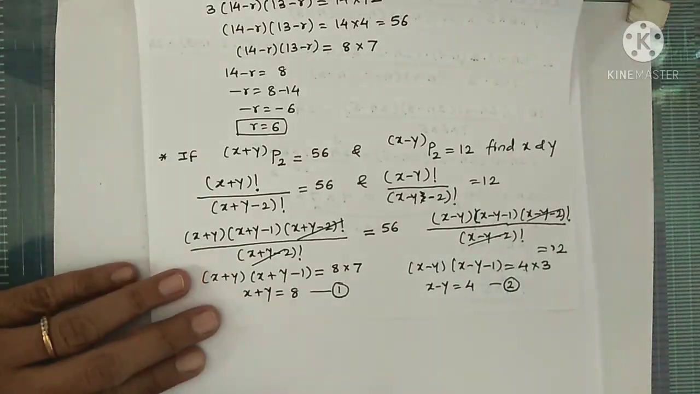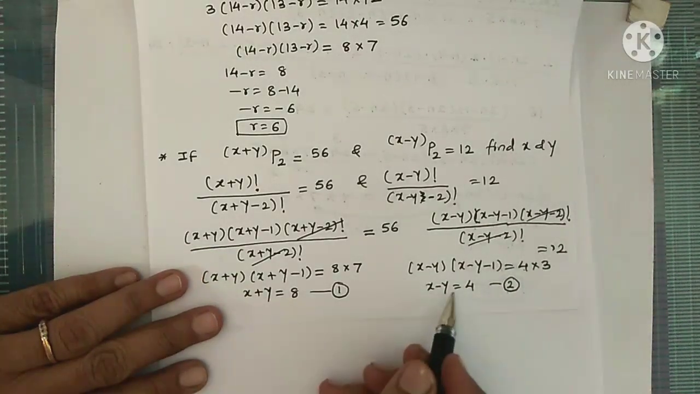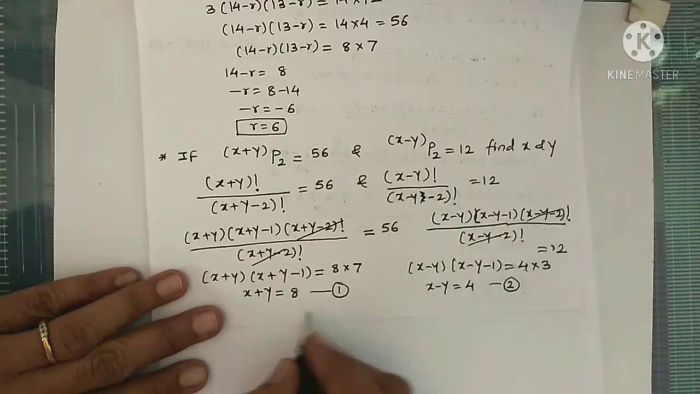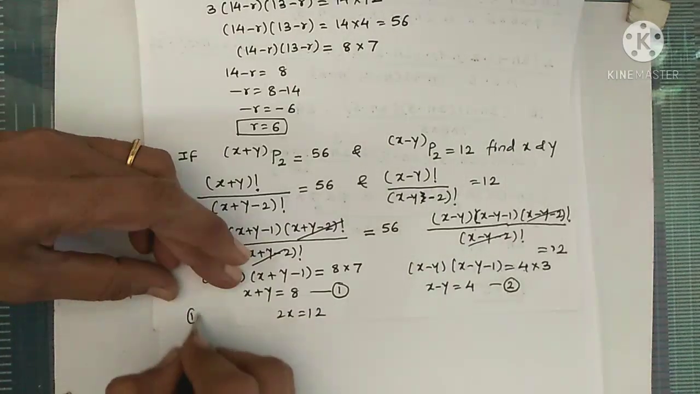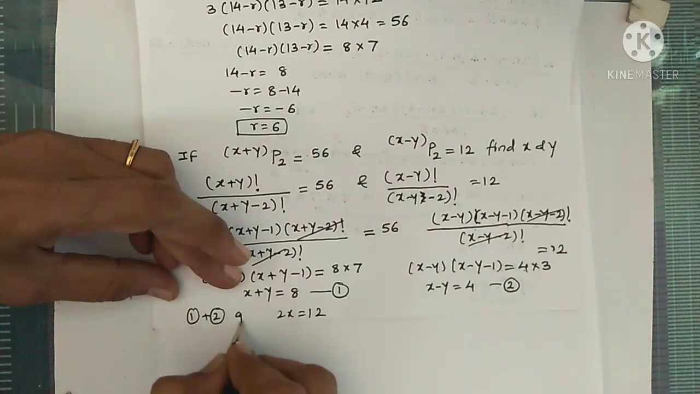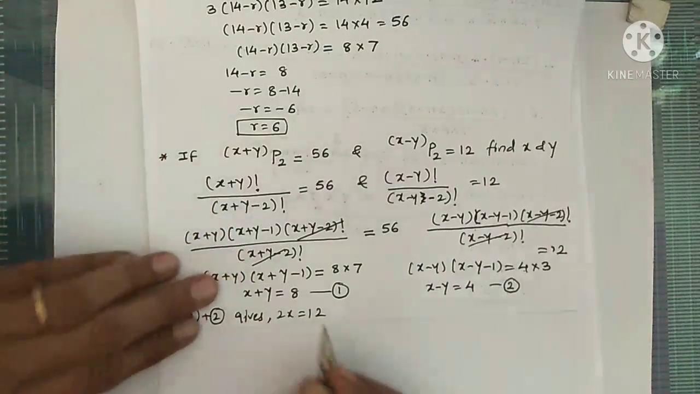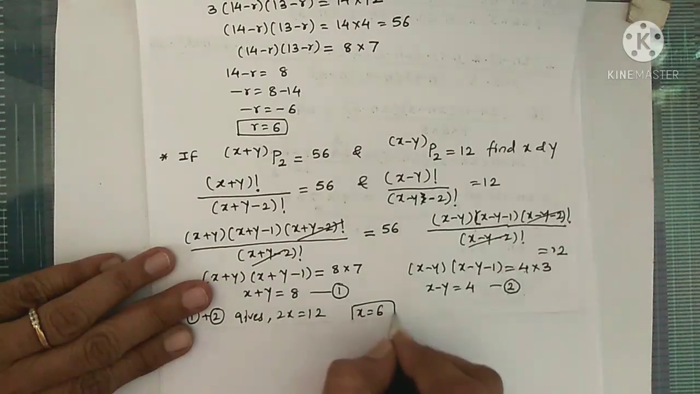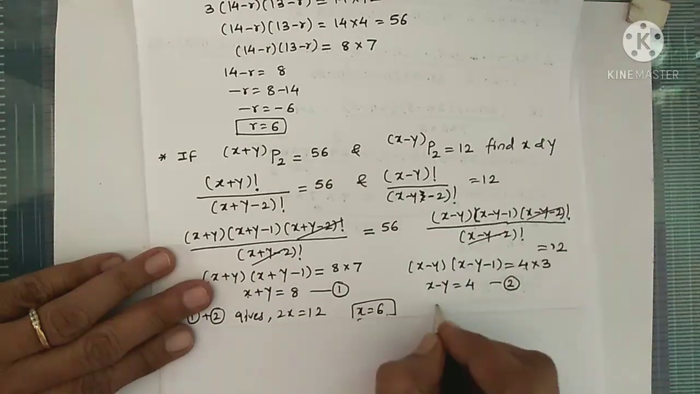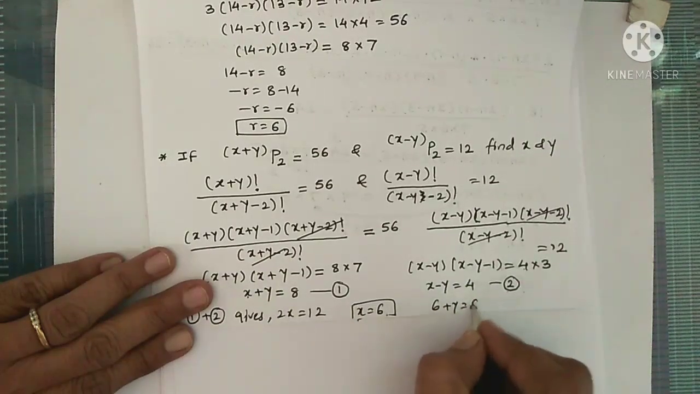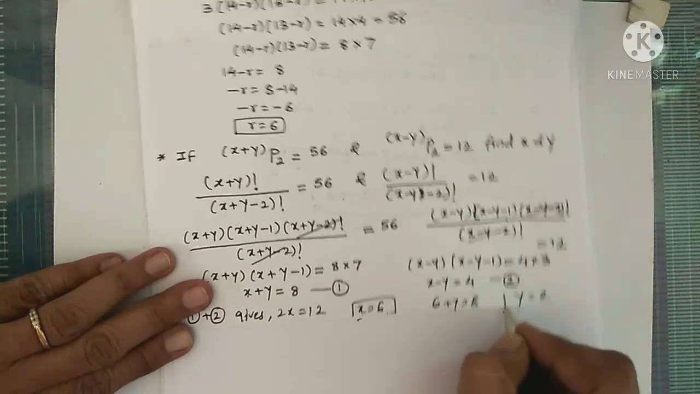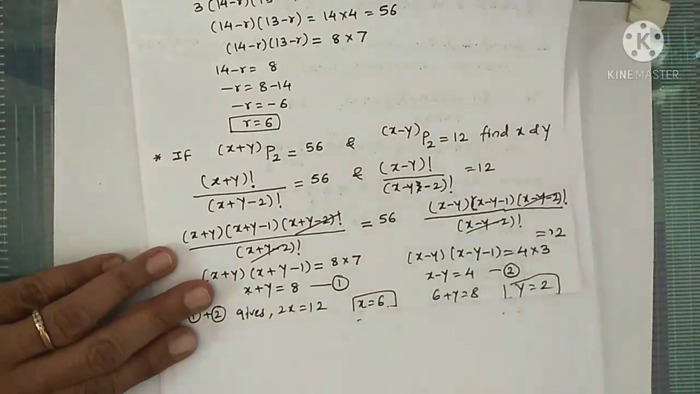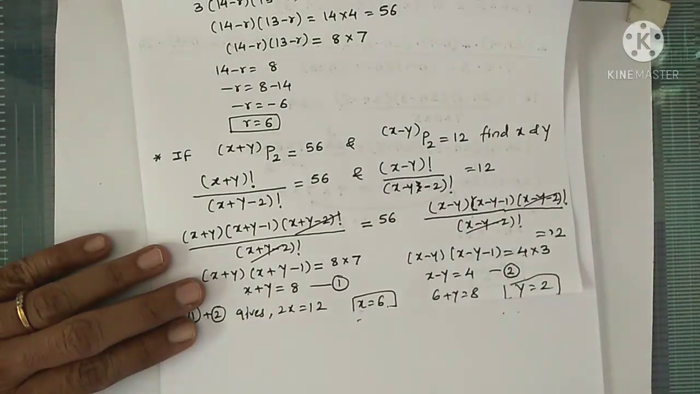You can solve these equations simultaneously. See, adding only, we get 2x is equal to 12. Equation 1 plus equation 2 gives 2x equal to 12. So x equals 6. Substituting here, 6 plus y equal to 8 and y equal to 8 minus 6, that is 2. So x equal to 6 and y equal to 2.